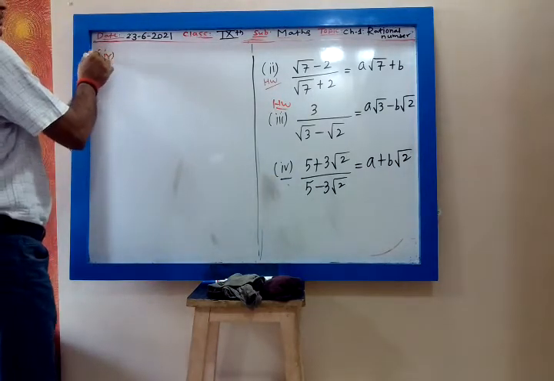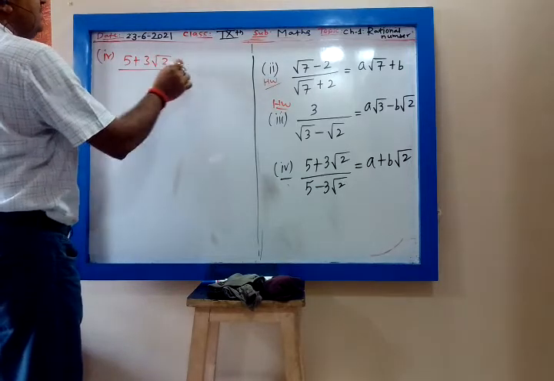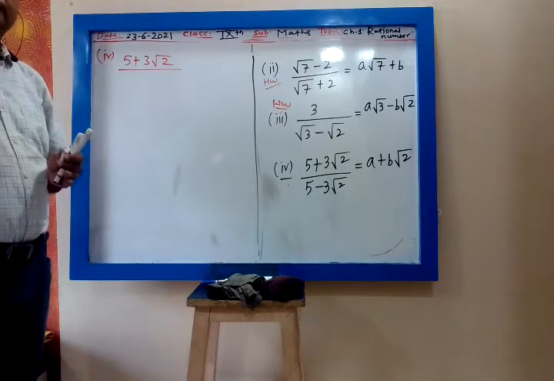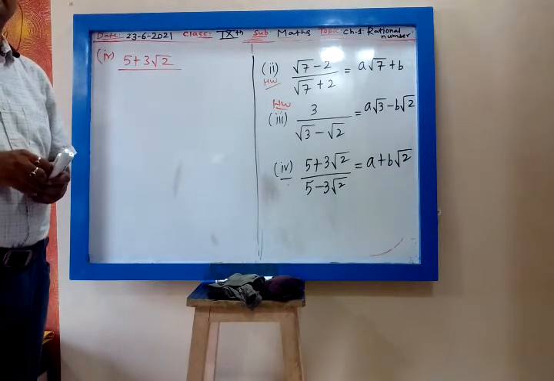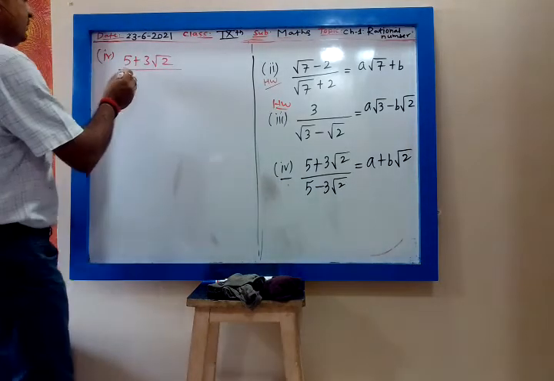No problem. So that is 5 plus 3 root 2, and one thing is required in this: you should have tremendous patience. If you lose the patience, you will not be able to get the answer. So what is required in this type of problem? Tremendous patience. With full patience, you should solve the problem.